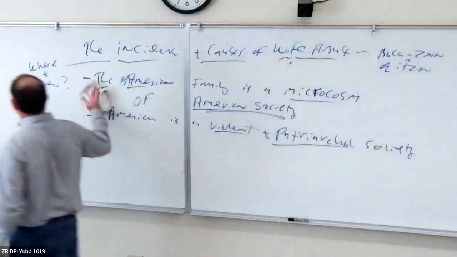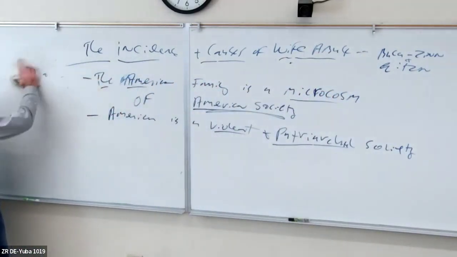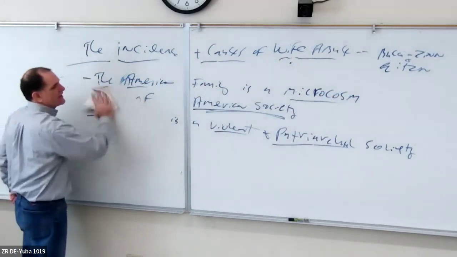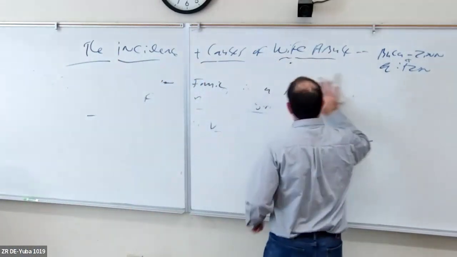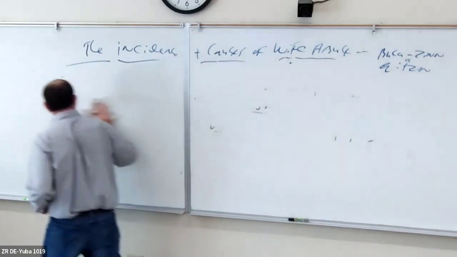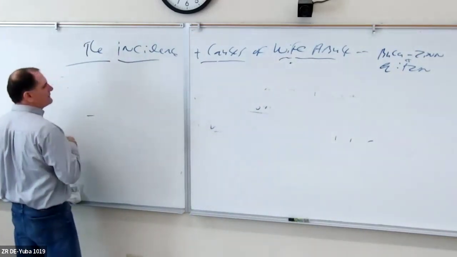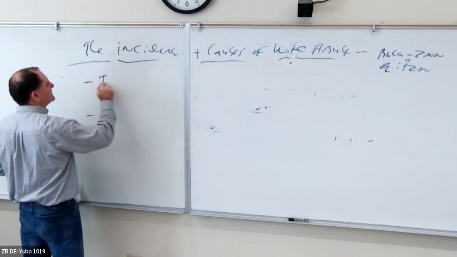Why do they think there's so much violence in the home? It's because we have a violent patriarchal society. But what are they talking about specifically there? The way they put it is that we have institutionally sanctioned violence.